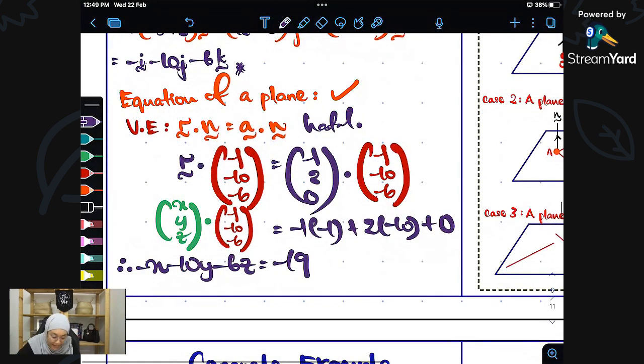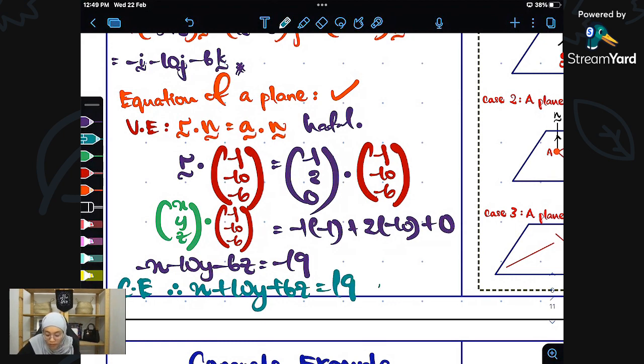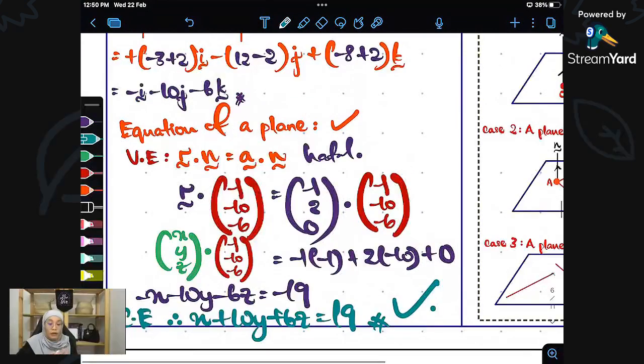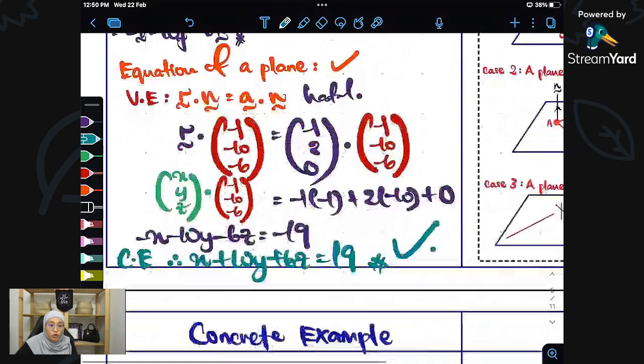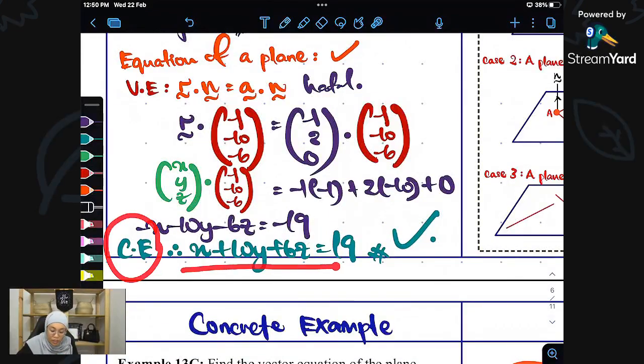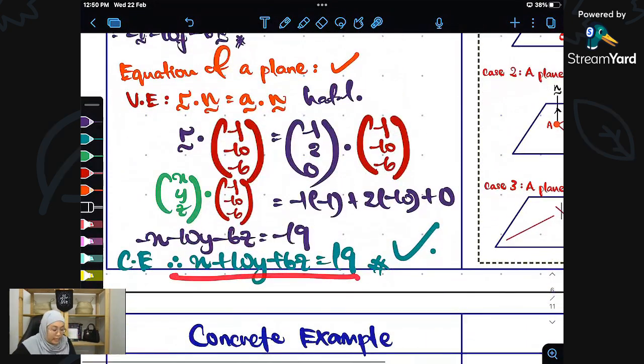And so as a conclusion, we don't want to write negative x everywhere. We want to make it a positive answer instead. So we write down a nice Cartesian equation in positive form: positive x, positive 10y, positive 6z, and also positive 19. That's it, that is our answer. Please try your best to write in terms of Cartesian equation. This is what we actually want, because the question asks for the Cartesian equation form.